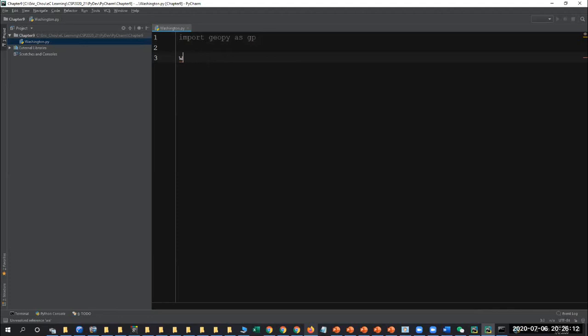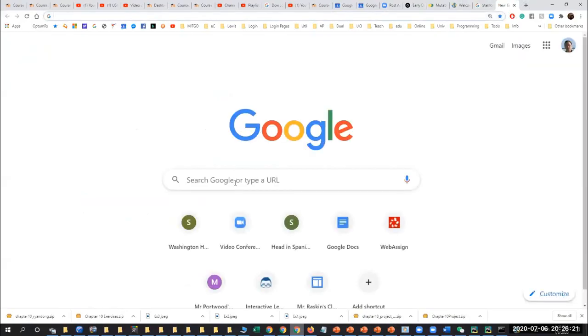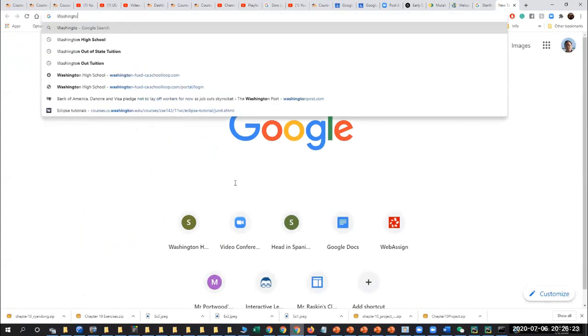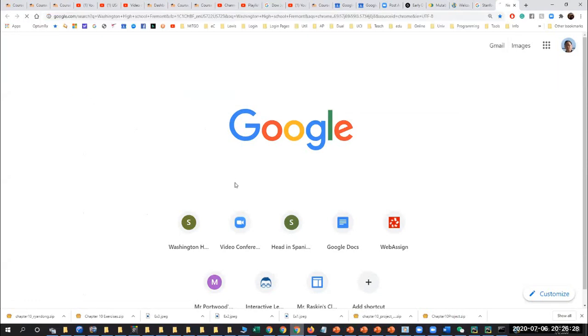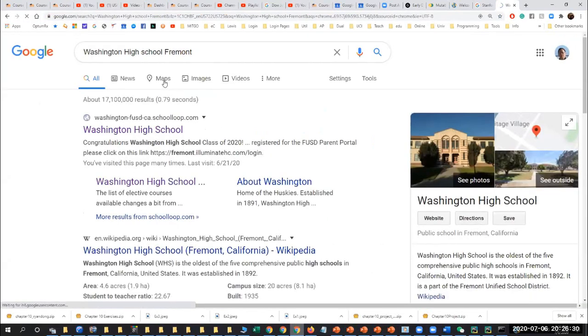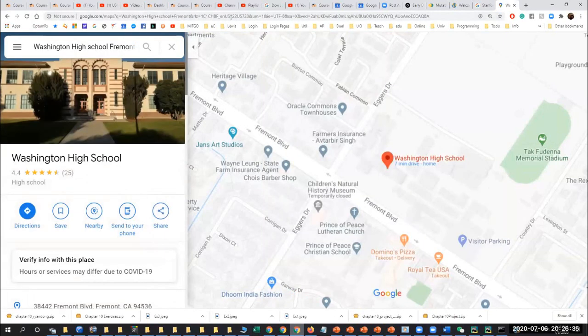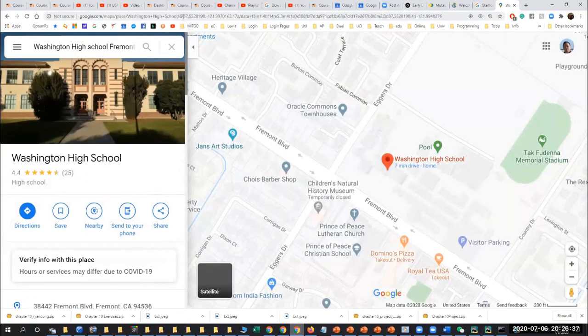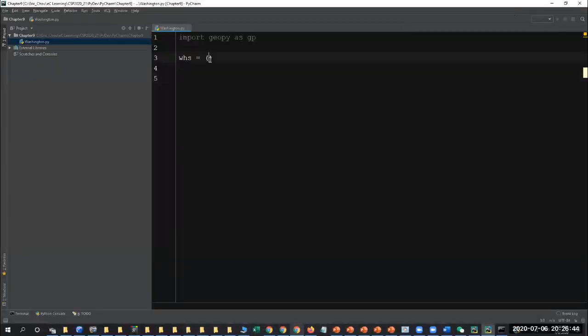Let's do shorter form, WHS. Okay, equal a tuple. What tuple? So here let's actually get the data. Come to here and do Washington High School, Fremont, and then get the map. Okay, I told you the data is hidden right here. 37. Copy this guy and put it over here.